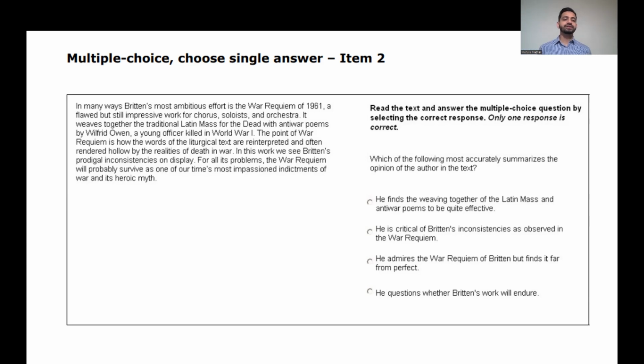Okay, in many ways, Britain's most ambitious effort is the War Requiem of 1961, a flawed but still impressive work for chorus, soloists, and orchestra. So he's kind of saying flawed and still impressive. I feel he's admiring, but he's finding it far from perfect. So I'm still not making any conclusions, but I'm thinking that option number 3 could be correct, right?